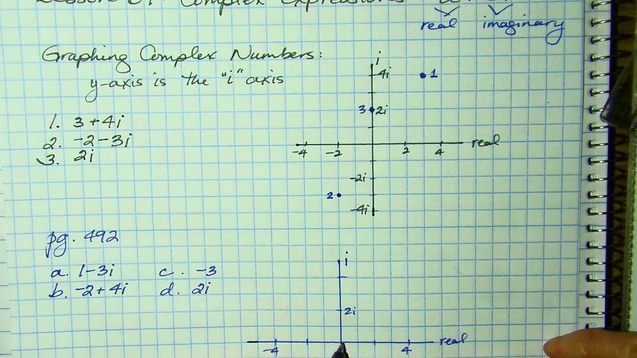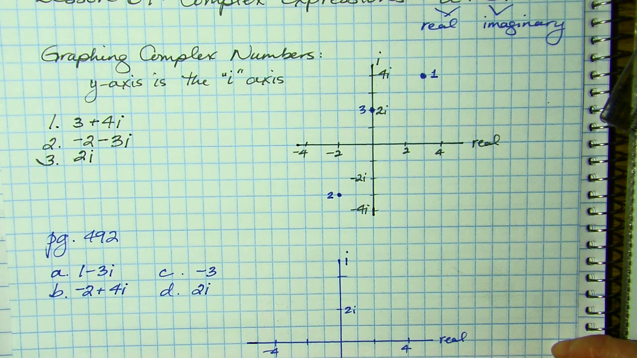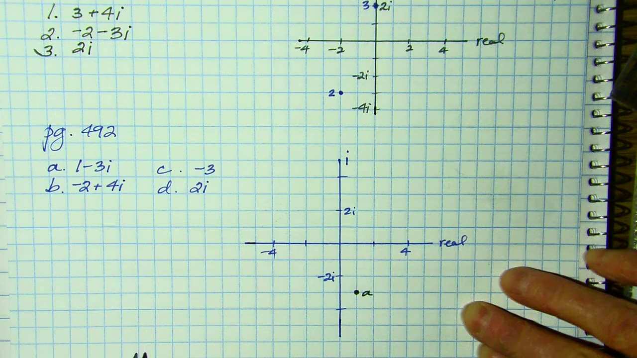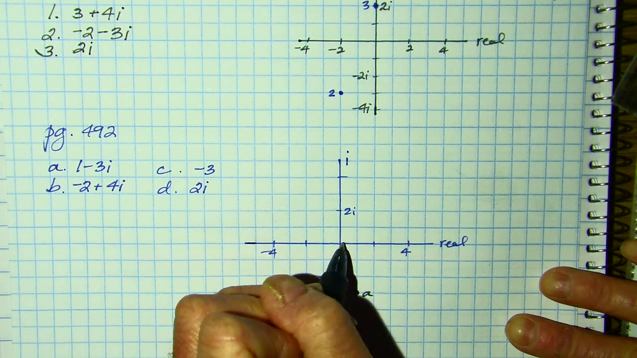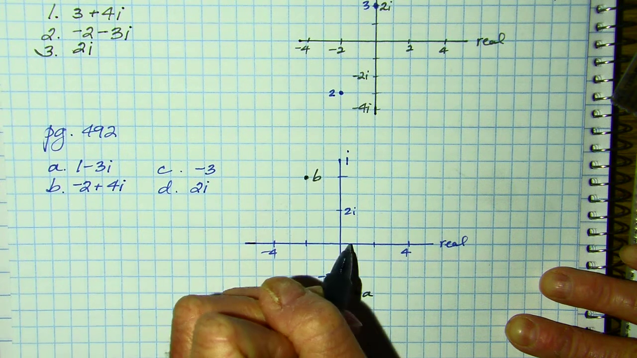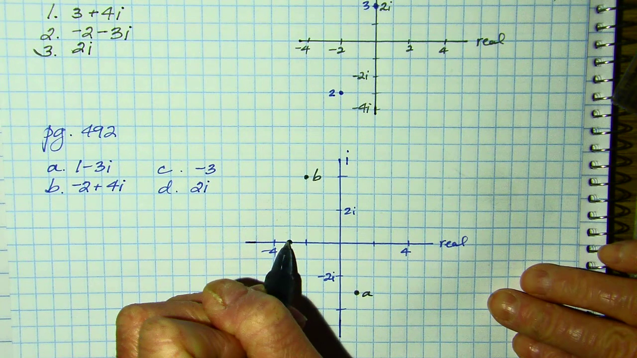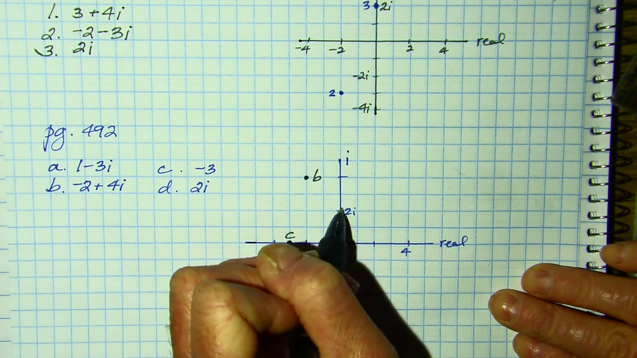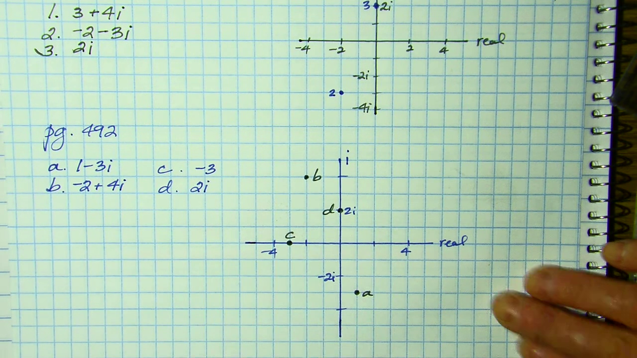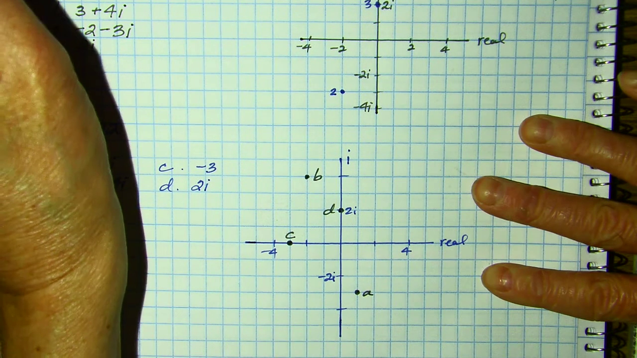All right, so I'm going to graph each one. So A would be +1 and down 3i, so there's A. B is -2 and +4i, so there's B. C is -3 and there's no imaginary, so there's C. And D is +2i. And that's it, guys. That's it for graphing complex expressions. So that is the first part of this lesson, okay?